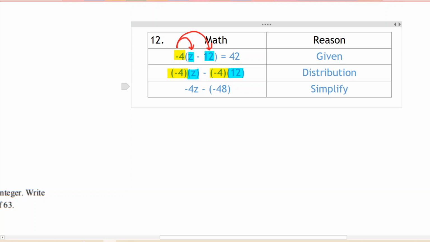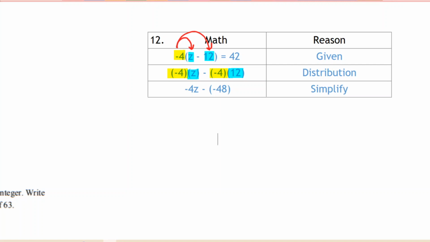-4 times z is -4z minus, now this minus here is the same as this minus here. Those are the same minus signs. Then over here I've got -4 times 12, and that's -48. So it's really important that you keep track of those negative signs. Nothing's going to make an average algebra student a poor algebra student faster than failing to keep track of those negative signs. Okay, so that's the simplification.